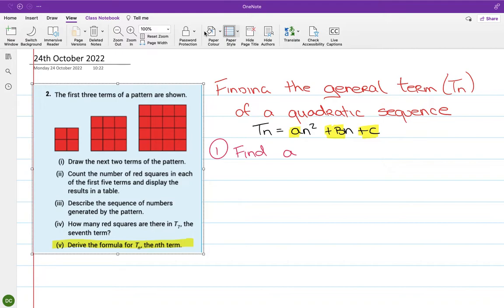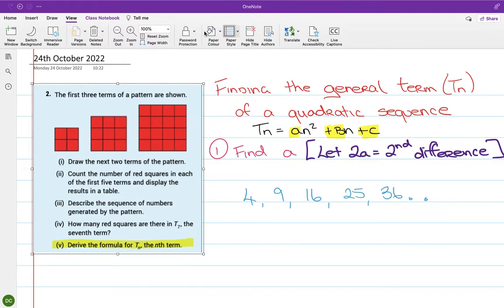and this part needs to be remembered, is we let 2a equal the second difference. Okay, so we need to find the second difference. So this sequence is made out of a pattern. So the first bit of the pattern has 4 squares, then 9 squares, then 16 squares, then I'm assuming 25 squares, 36 squares, and so on.